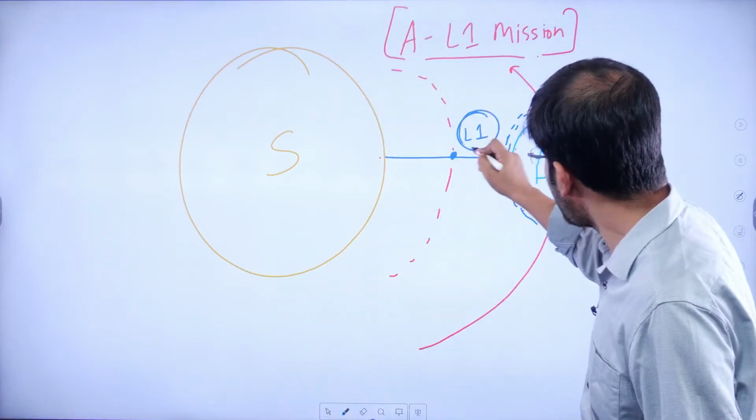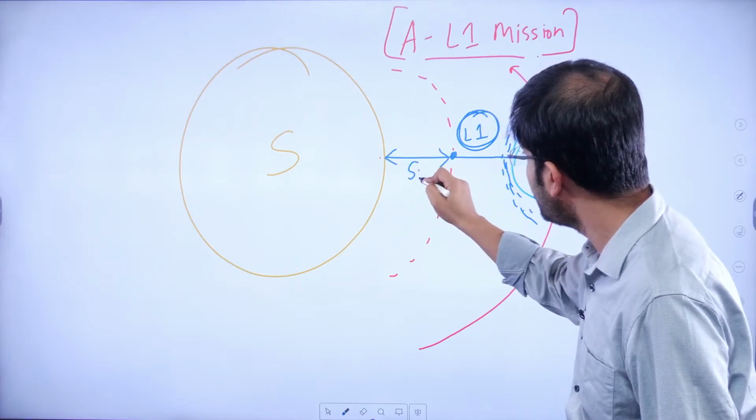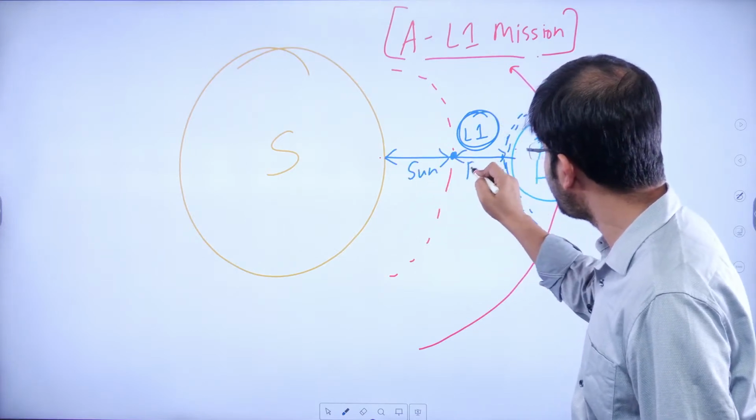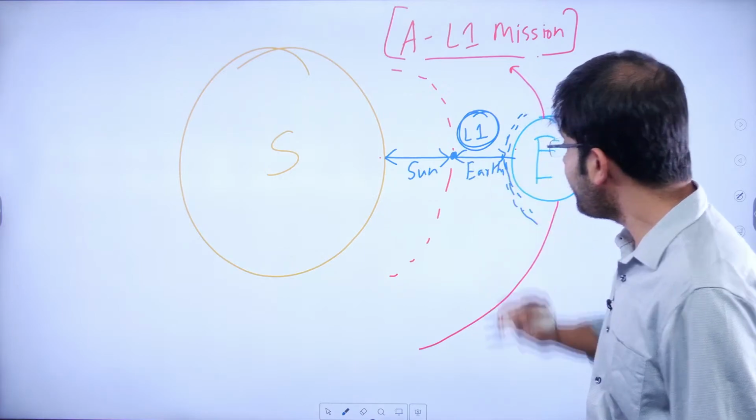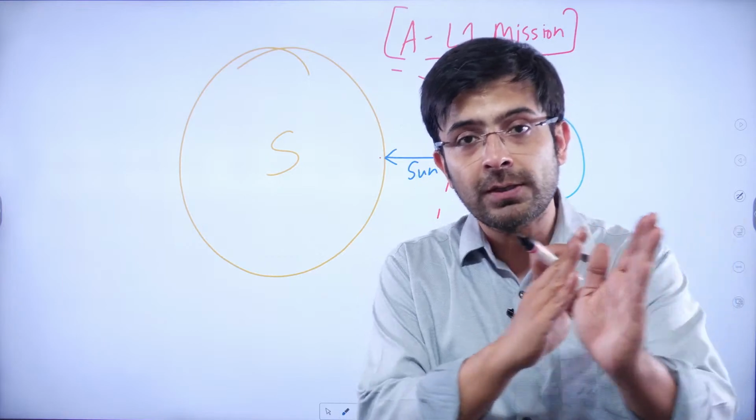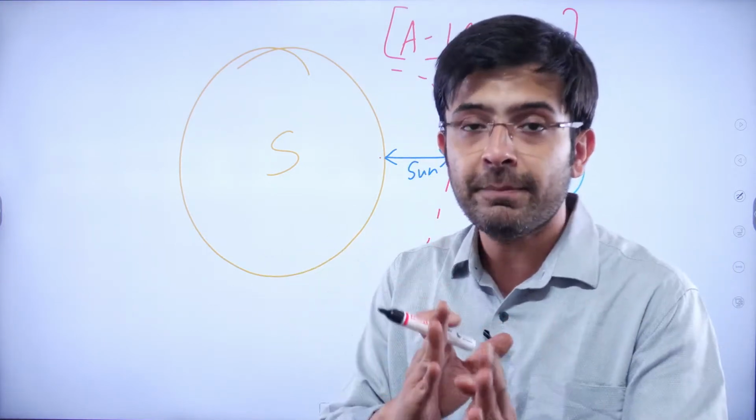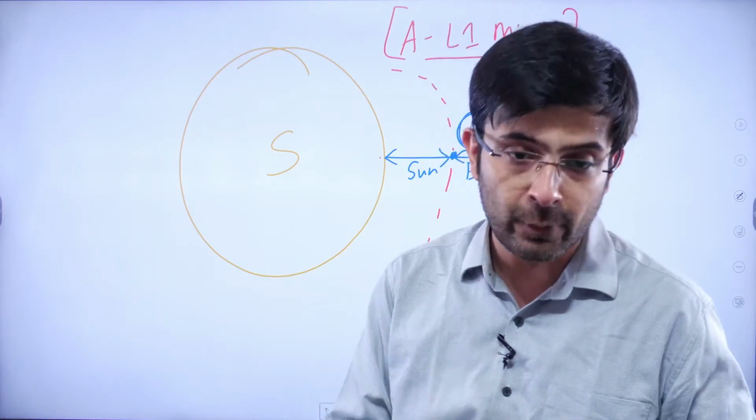L1 point is that point where you are able to balance the gravitational pull of the sun with the gravitational pull of the Earth. Even then, what you're going to find is, to maintain that particular focus all throughout, you are going to use thrusters. There will be some amount of adjusting and maneuvering required.